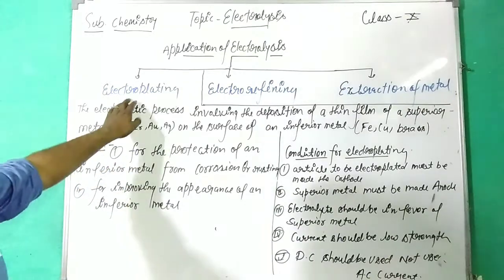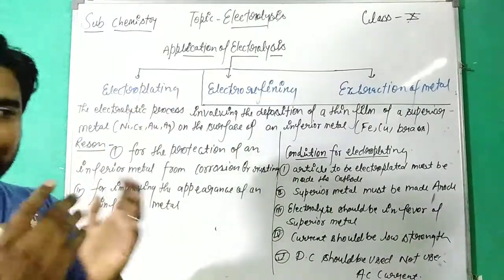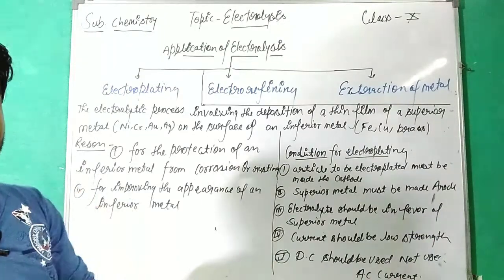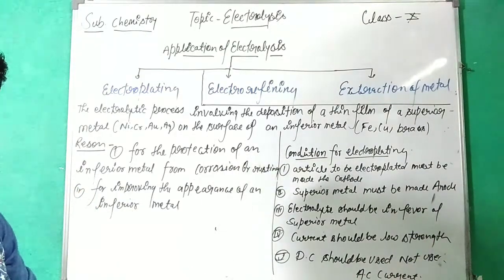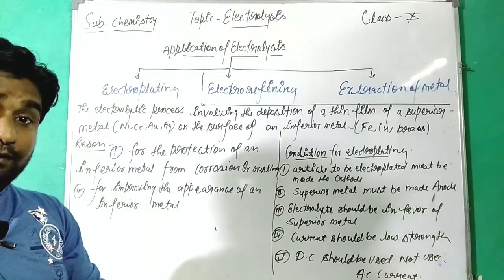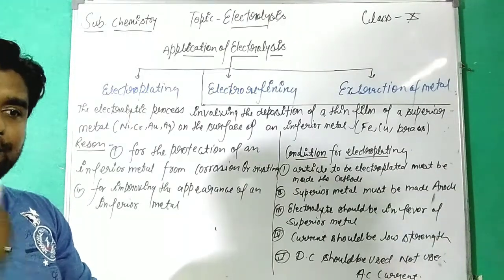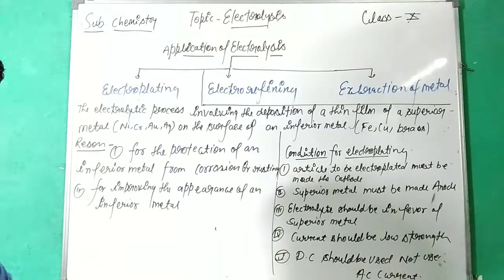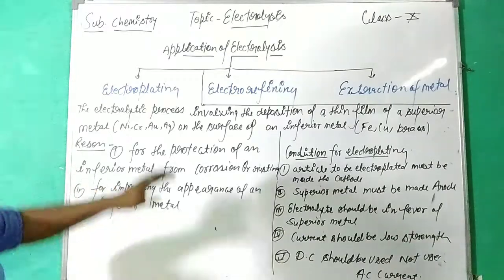So our first topic is electroplating. What is electroplating? As you look in the market, different types of toys are there. The toys are made of iron, but a layer of nickel and other metals is coated above the toys. So how does this process take place? This process is known as electroplating.